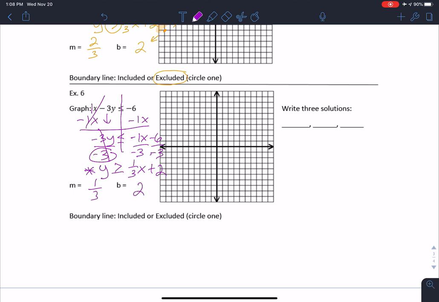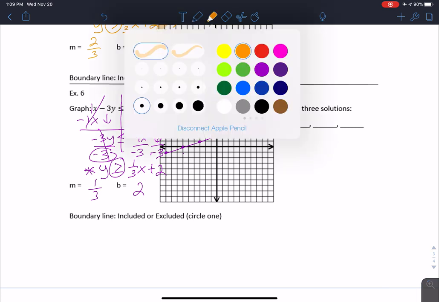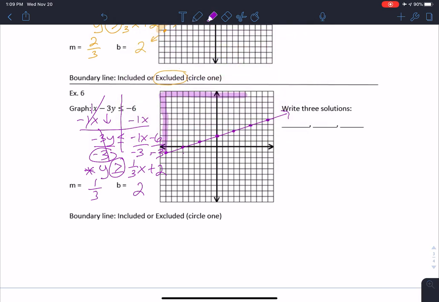So I start on the y-axis at 2, and I'm going to go up 1 over 3, up 1 over 3, up 1 over 3, and then the reverse direction. Okay, and before I draw my line, I have to go look at my symbol. It's greater than or equal to, and because it's or equal, I can make a solid line, like so. So now, it also says greater than, so I'm going to shade above the line, which looks like this area right here.